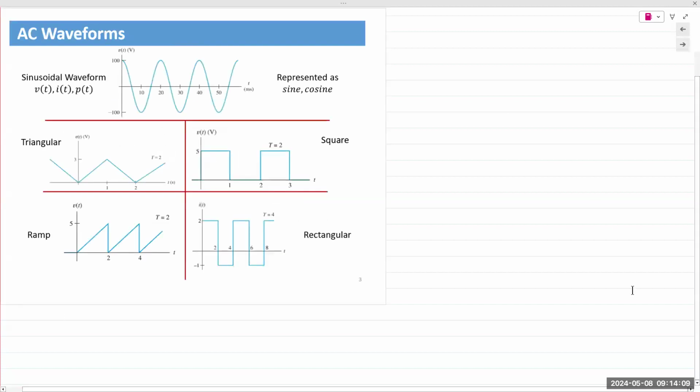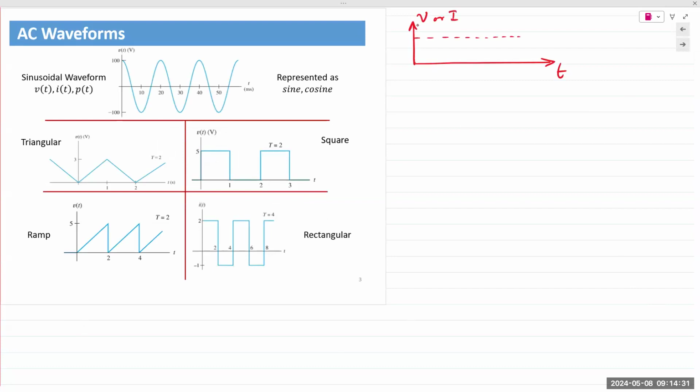So here's an example of typical sinusoidal AC waveforms. Actually, not sinusoidal, all kinds of AC waveforms. So DC, if plotted with respect to time, whether it's voltage or current, has a fixed value, right? So it's a flat line. It's a completely flat line. That's what we have studied so far. Doesn't change with respect to time.